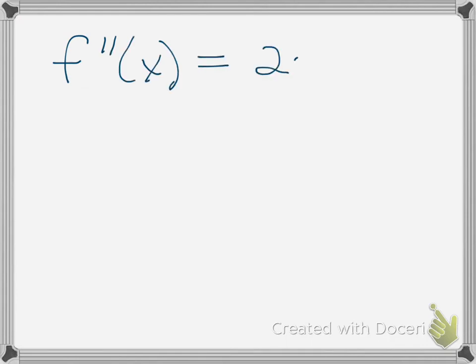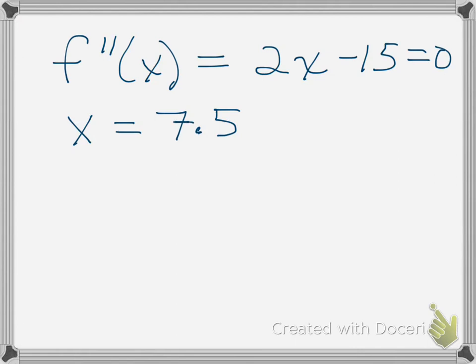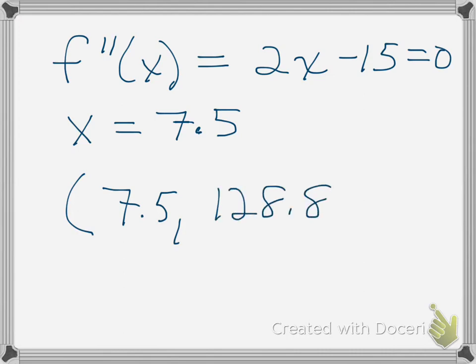Okay, we're going to go to the next page, and they want us to figure out the inflection point. So let me backtrack for a second. If you take your second derivative, you should find that you get 2x minus 15. Set that equal to 0 for your inflection point, and you end up with x equals 7.5. When you plug that into your original function, you should get a point of 128.8 for your y value, and that falls between the 6 and the 9, so that makes sense that that is our inflection point.